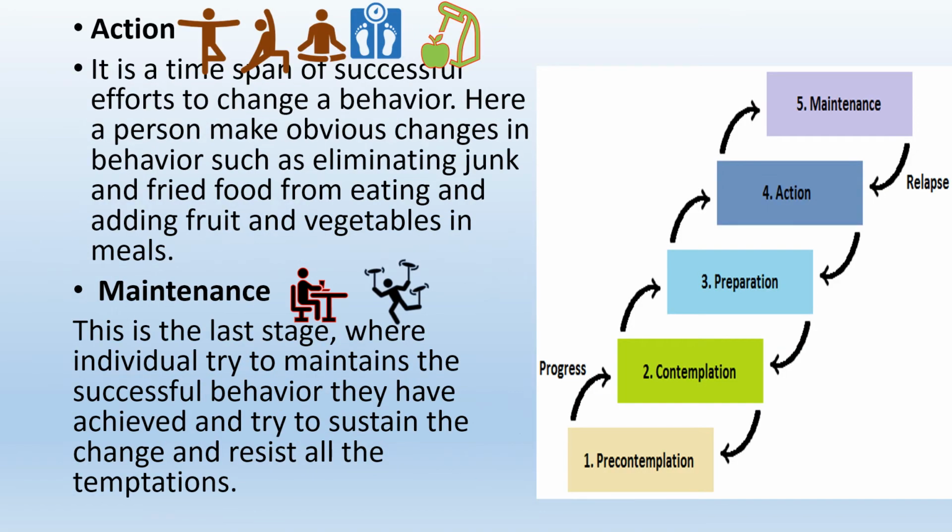Number 4 stage is action, and it is a time span of successful efforts to change a behavior. Here a person makes obvious changes in behavior such as eliminating junk food, fried food from eating, and adding vegetables and fruits in meals, maintaining regular exercise, meditation, checking proper weight, and adding nutrition in the meal. So this is a particular stage that indicates a change in person's behavior. And the last one is maintenance.